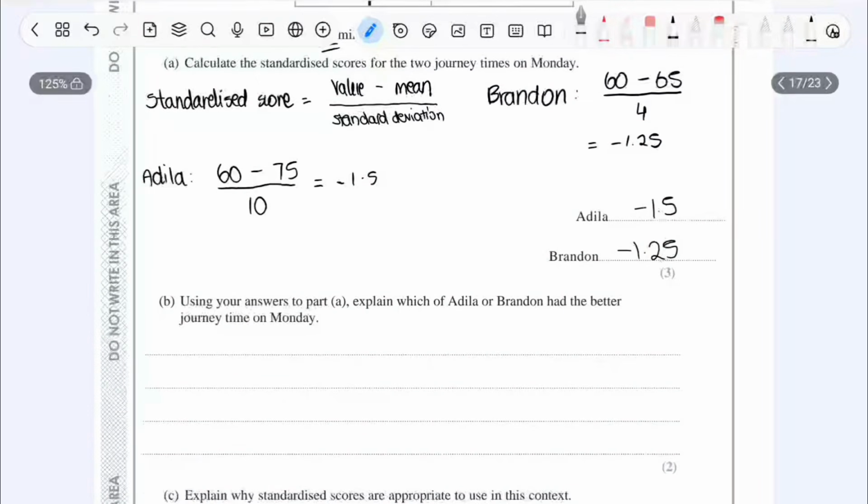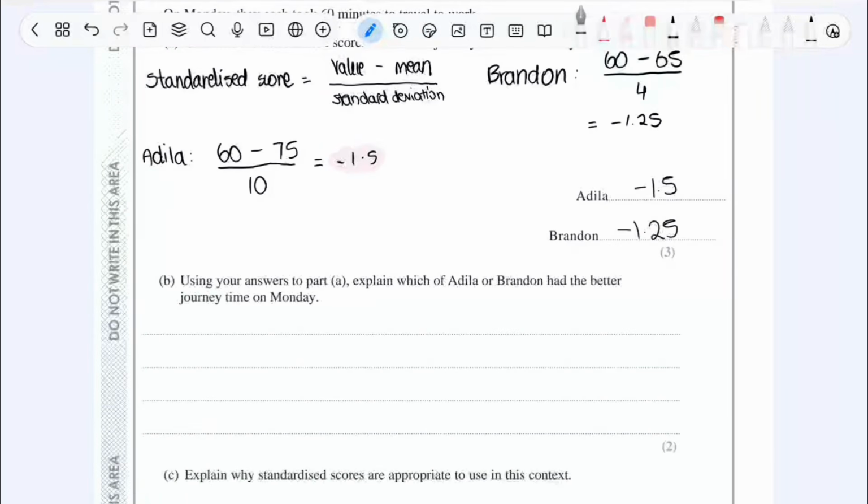So we'll say that Adila, because she had a standardized score of negative 1.5, had the better journey.